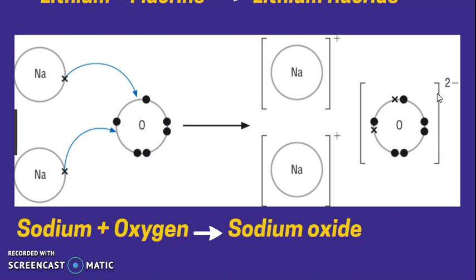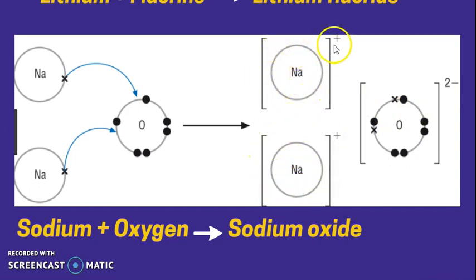Oxygen's in group 6, yeah. Sodium is in group 1, so sodium has got 1 electron in its outer shell. So you can see that oxygen can take 2, and that means I need 2 sodiums to fill it up. So now I've got a full oxygen here and a full sodium here because it's lost its electron from its outer shell.